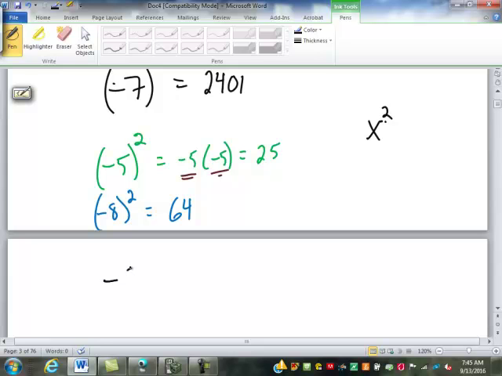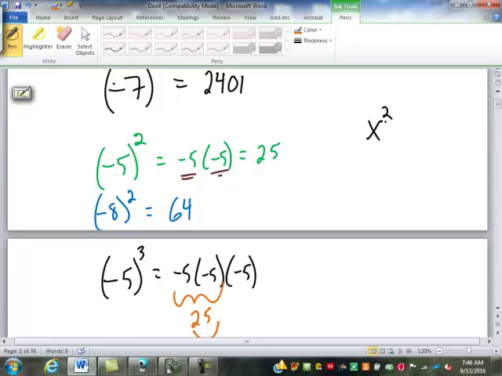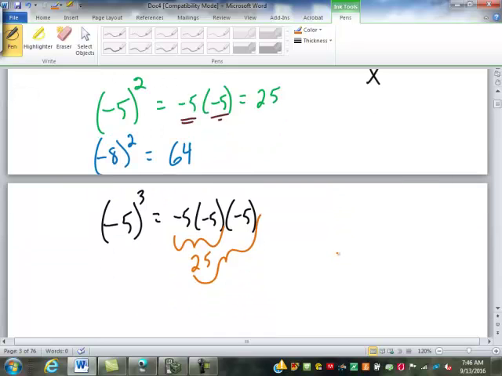So how about negative 5 to the third power? Yeah, as we look at this, negative 5 times negative 5, negative times negative is a positive. 5 times 5 is 25. But now we have the 25 times negative 5. Positive times a negative is a negative. 25 times 5 is 125. For the third power, it is possible to come out to a negative number.